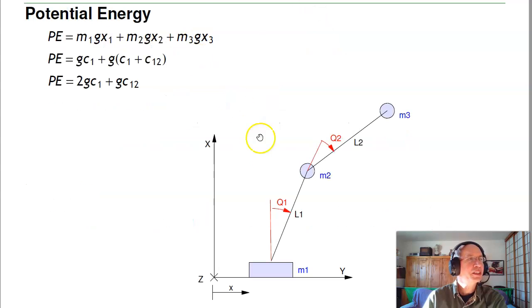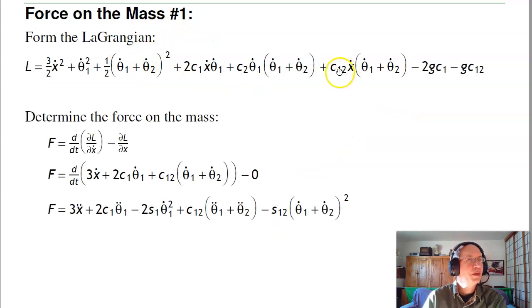The potential energy is the potential energy of the first mass plus second mass plus third mass. That gives you 2g cosine theta 1 plus g cosine of theta 1 plus theta 2. From that, we can form the Lagrangian. So I've got the kinetic energy minus potential energy.